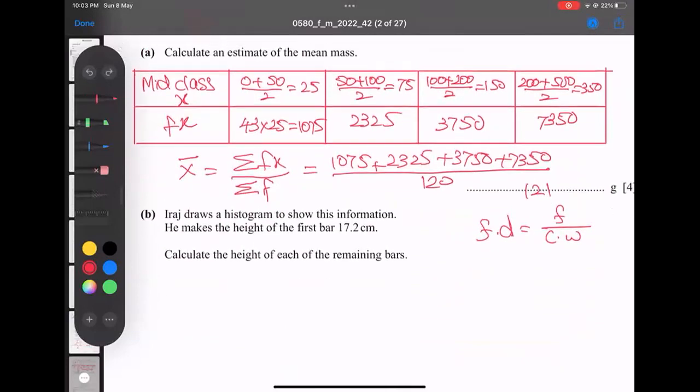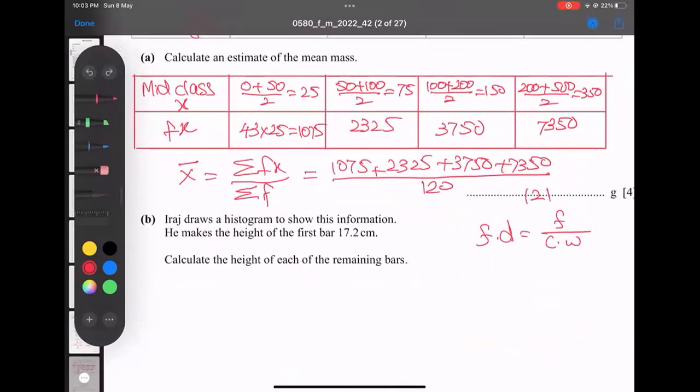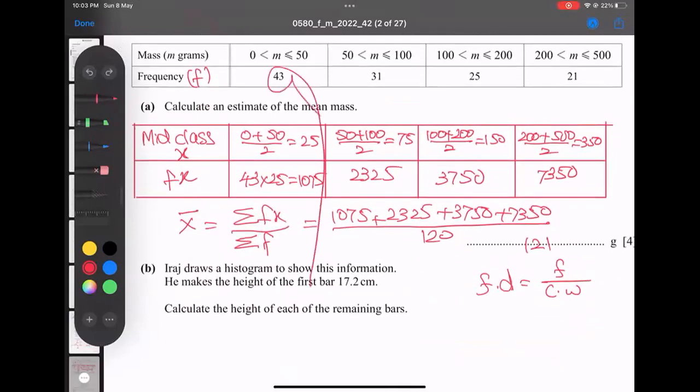So I'm going to show you first. So the first column, we can find it. 43 is coming in the numerator. So for height number 1, 43 in the numerator and 50 minus 0 in the denominator. But when I check my answer, 43 divided by 50 minus 0, I'm getting 0.86. But he is writing the first bar height is 17.2 in the rough work.